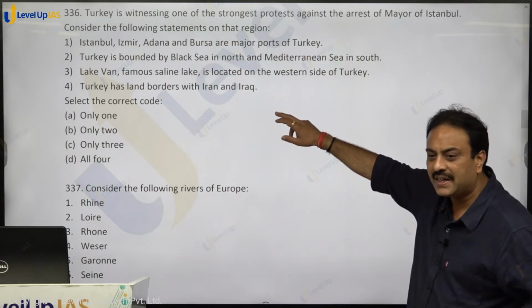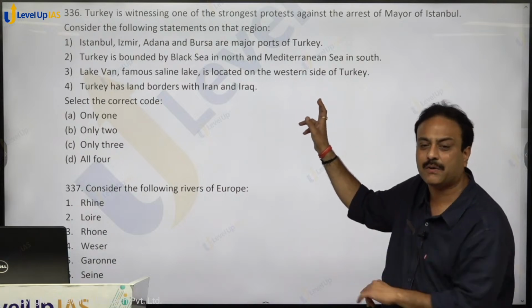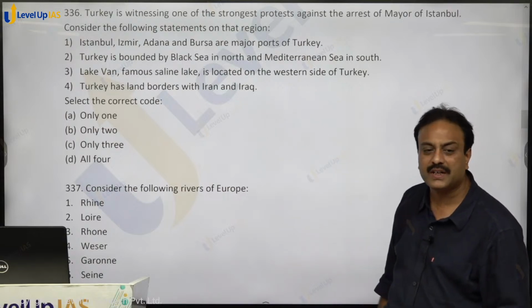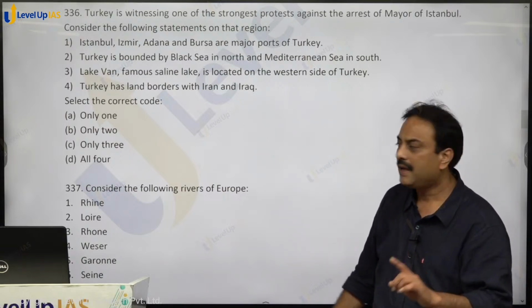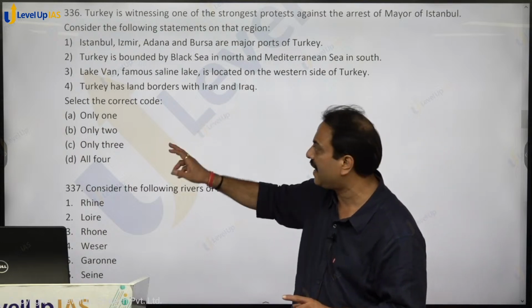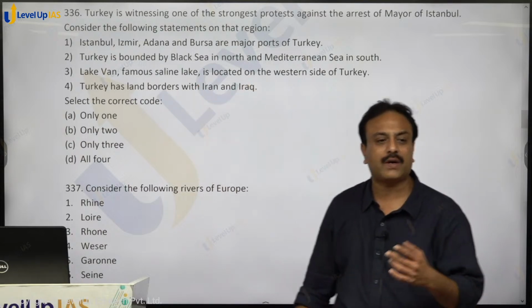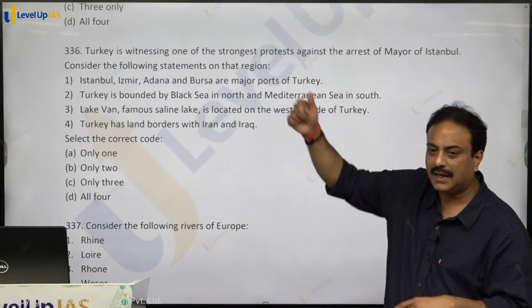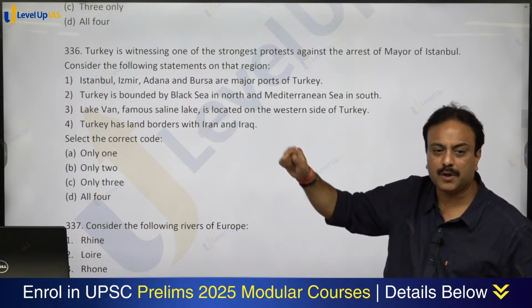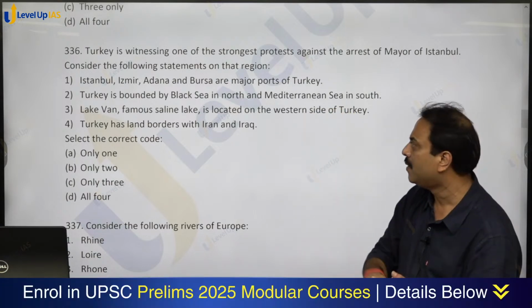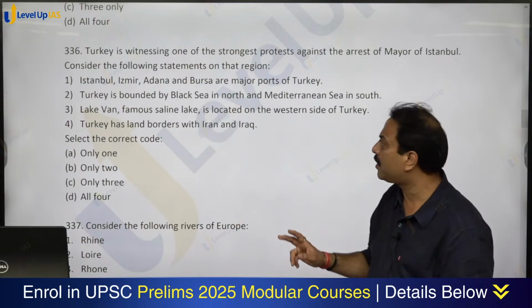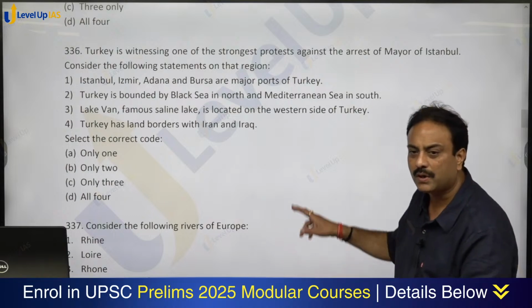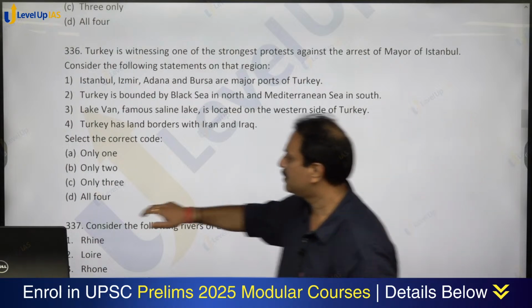Lake Van is a famous saline body located in the eastern side of Turkey, not the western side. So this statement is wrong. Turkey has land borders with Iran and Iraq. This we saw yesterday, that Turkey is having borders with Iran and Iraq, correct. Lake Van, a famous lake that is located on the eastern side of Turkey. Istanbul, Sea of Marmara, Strait of Bosphorus, Strait of Dardanelles, that is Istanbul. Adana, Bursa are other important ports of Turkey. When you look at the map of Turkey, you can find them. If you want me to show, then I can show that. Yes.